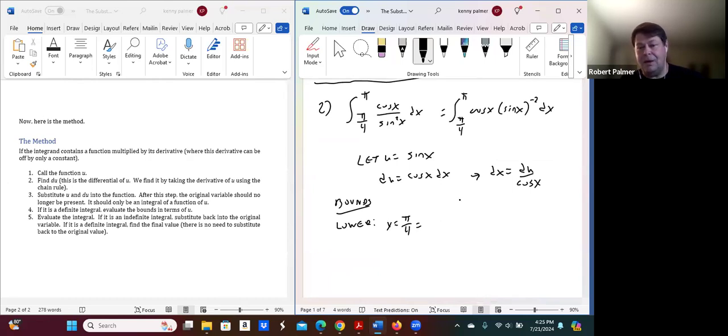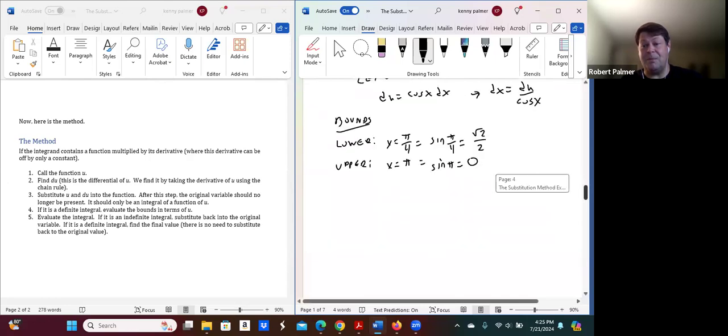Okay. And basically, then if we do sine of pi over 4, remember, that's actually going to be the square root of 2 over 2. Okay, that's the lower bound. And the upper is pi, and that's going to be the sine of pi. And remember, the sine of pi is 0. So this is an example where it's going to happen.